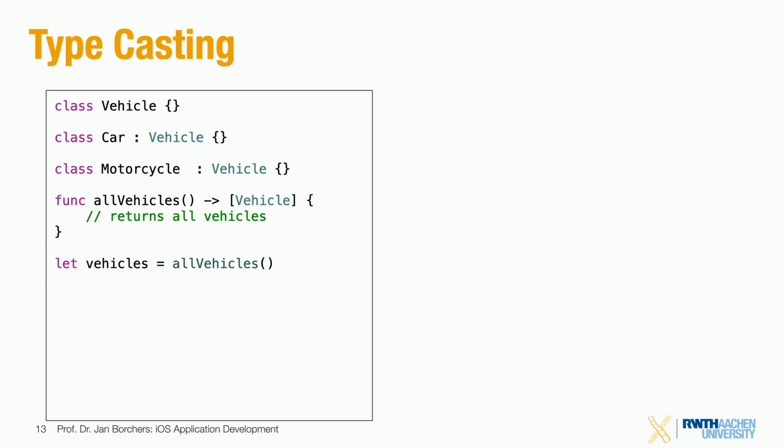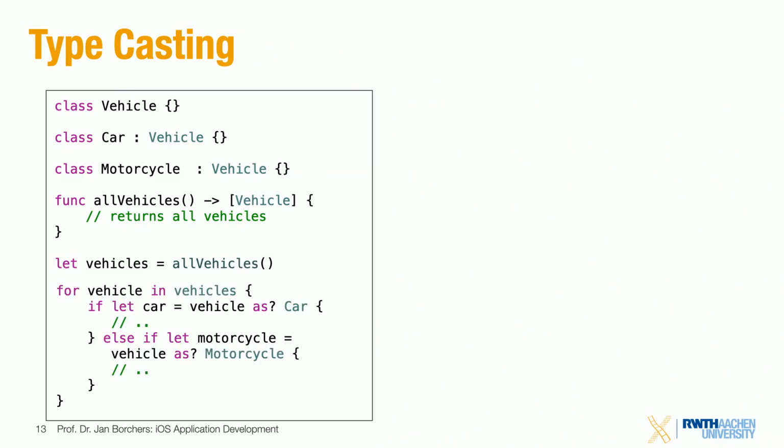So that is the setup that we have. Now, if I want to iterate over all the vehicles that we have returned, I want to do something with the cars, I want to do something with the motorcycles. How do I do that? And similar to the optionals, I have the as question mark keyword that's then specifying, okay, I'm trying to cast this variable to this type, or if that variable is of that type as well.